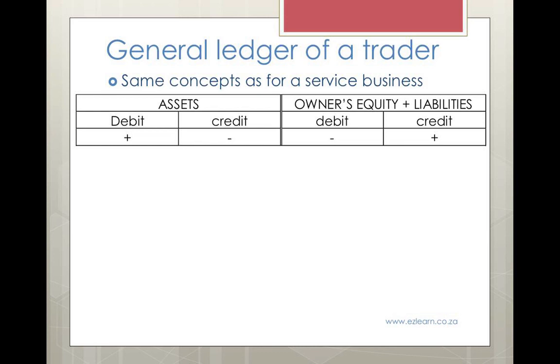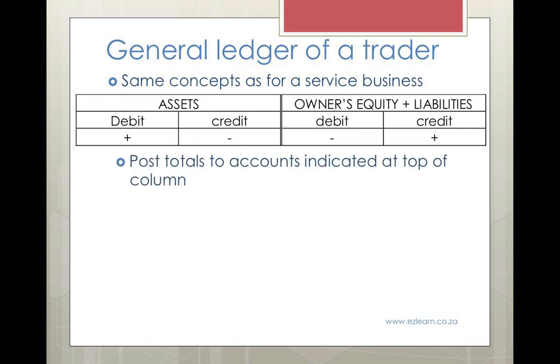Quite simply, your assets will increase on the debit side and decrease on the credit side. However, on the other side of the equation, the equity and liabilities behave in an opposite fashion, as they are on the other side of the equation, and so you change sign. They will decrease on the debit side and they will increase on the credit side.